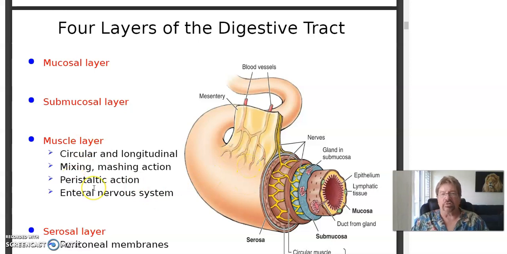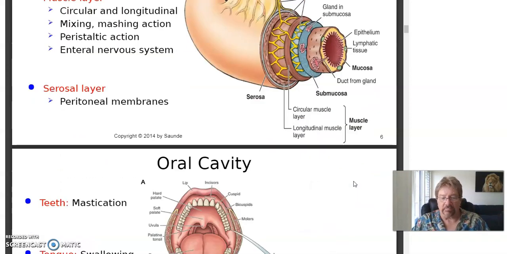These muscles are the ones that cause the peristaltic waves, so they're real important. We have them going circularly, the fibers, and longitudinally like this. And then the inside is lined with epithelium, different types of epithelium depending on what part of the GI tract, the gastrointestinal tract, we're at at the time.